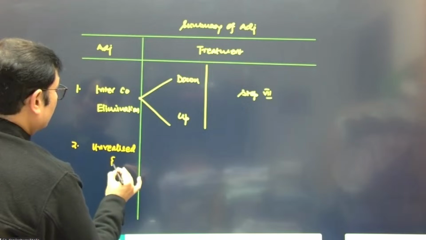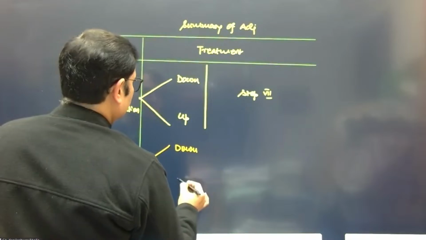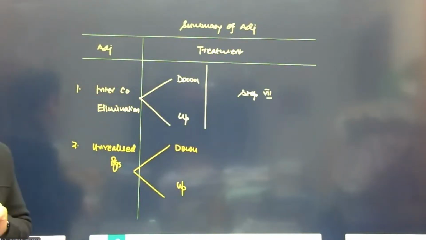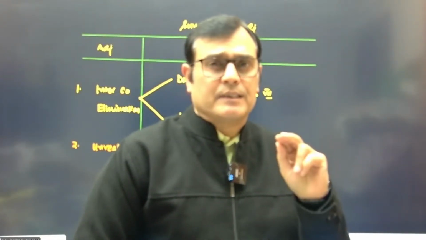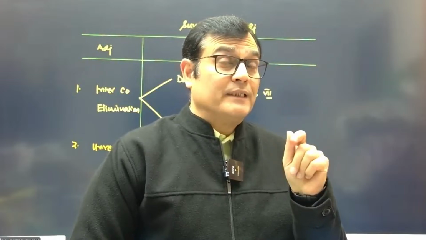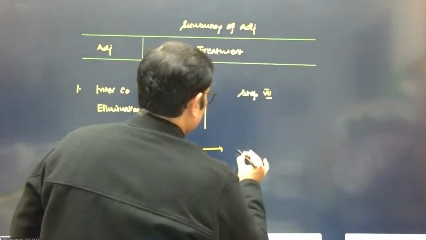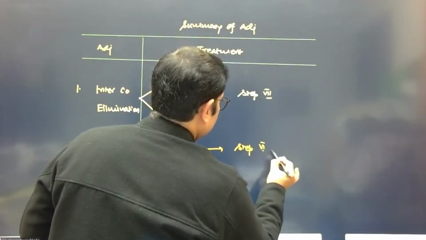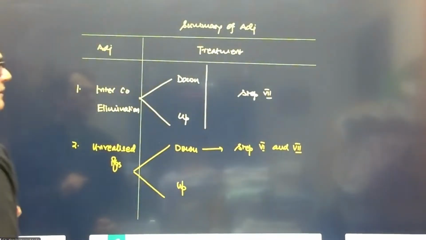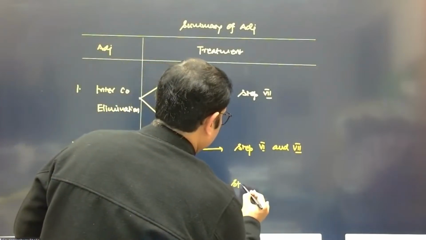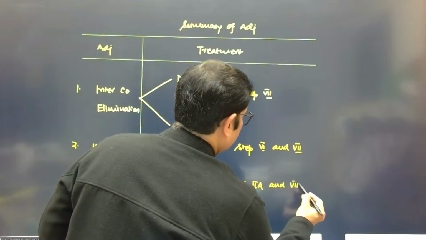The second input which I gave you was in terms of the unrealized profits, and this definitely depends upon whether it is a downstream transaction or an upstream transaction. If it is a downstream transaction, you take the impact in step 6 and step 7. Unrealized profit in 6 and the stock reduction in 7. If it is upstream in nature, you take the impact in step number 2A, that is in the post-acquisition column, and in step number 7.